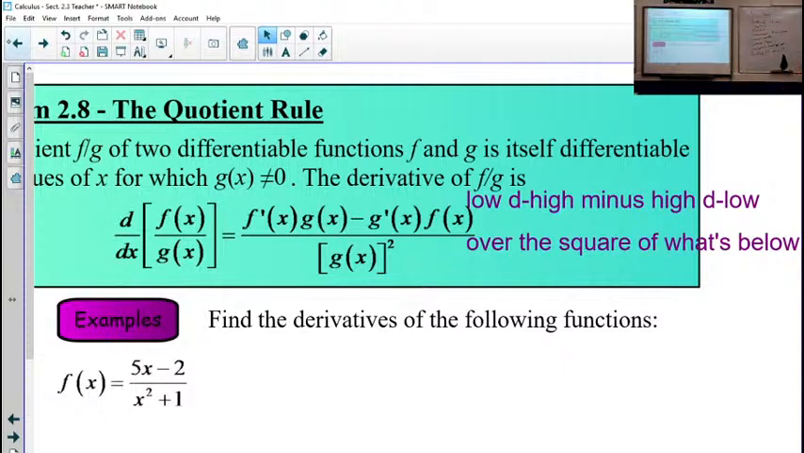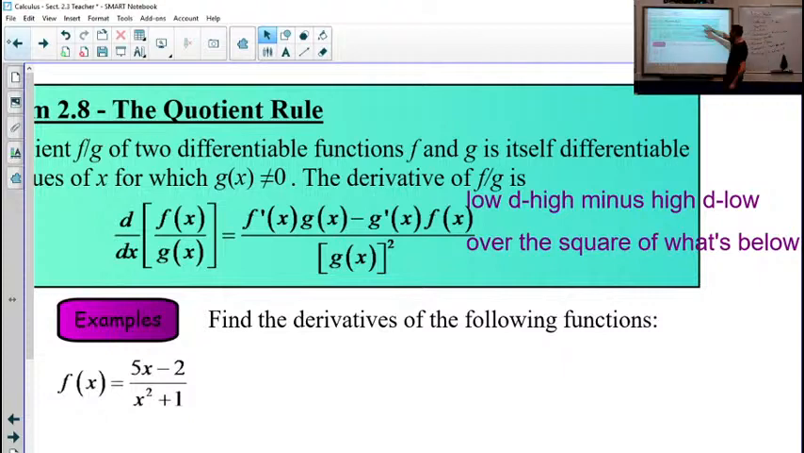The way that I'm going to say it for you to remember it is going to be low d high minus high d low over the square of what's below. That's going to be your memory trick for remembering this quotient rule. Low d high minus high d low over the square of what's below.